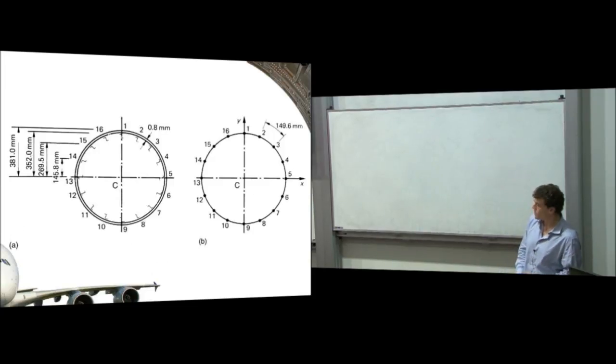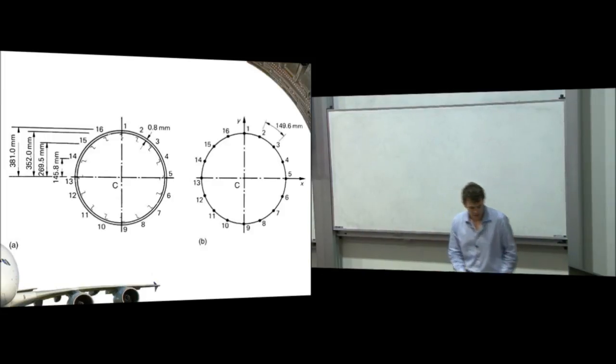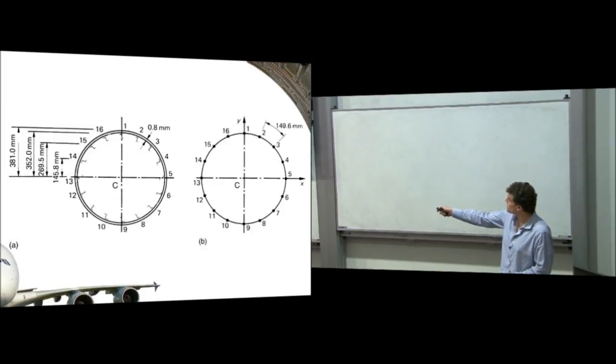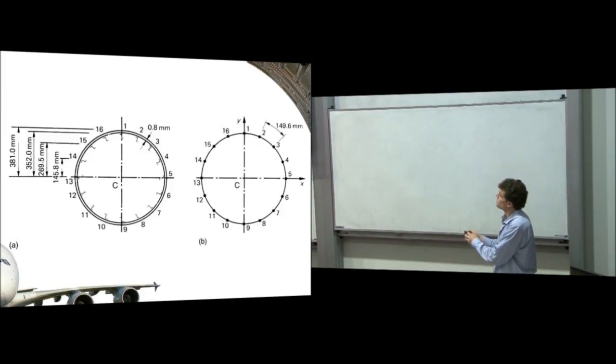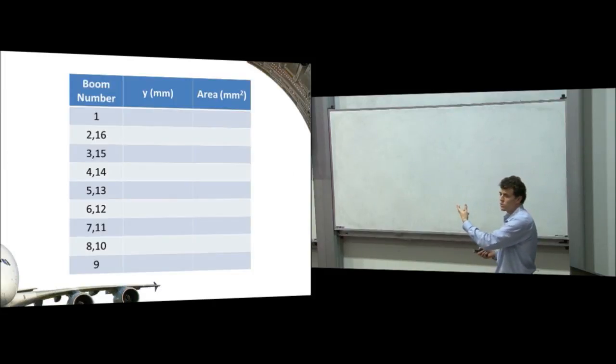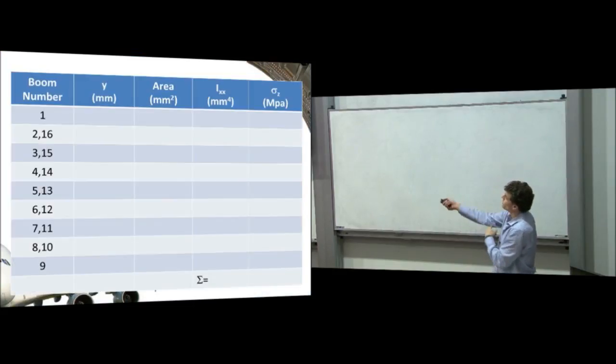Okay, so here was our idealization procedure. We took a complex structure that has skin and stiffeners in it, and we turned that into a simpler structure that has booms and panels. The first step was to work out the areas of all of our booms, which was a fairly simple calculation, which we did in a table. Then, for a bending stress, all we have to do is work out the second moment of area of the section, and then we can work out the bending stresses.